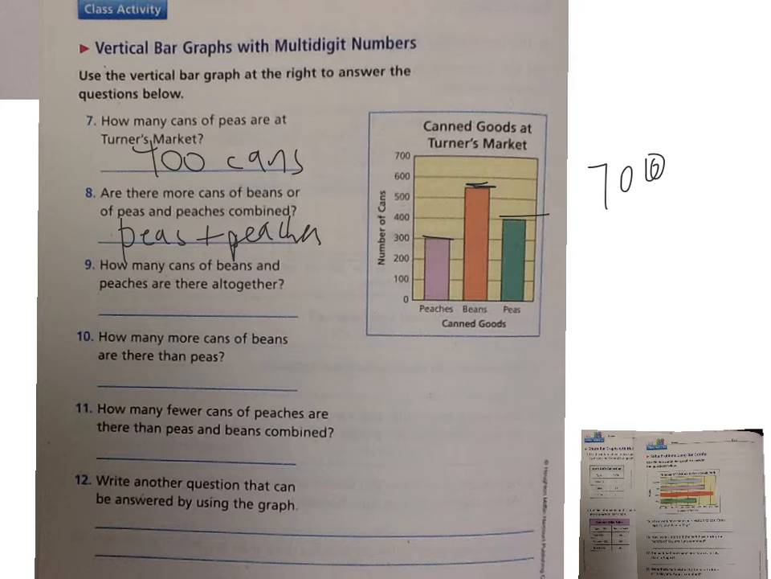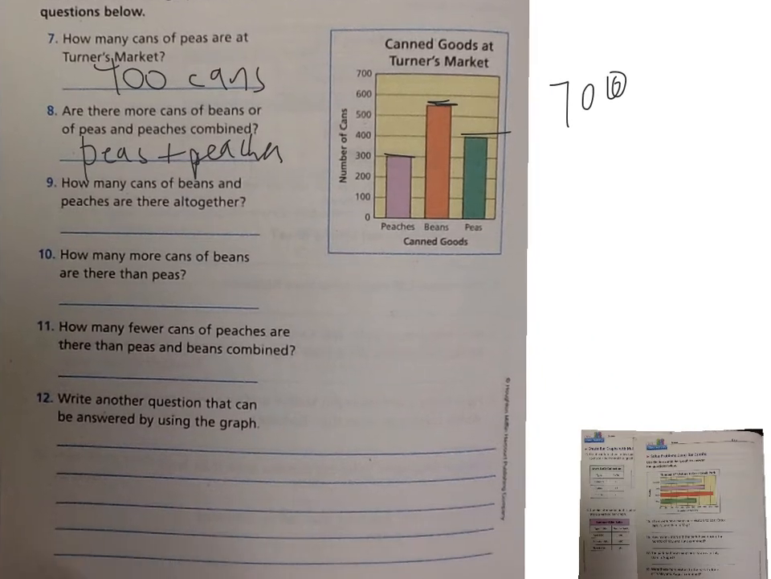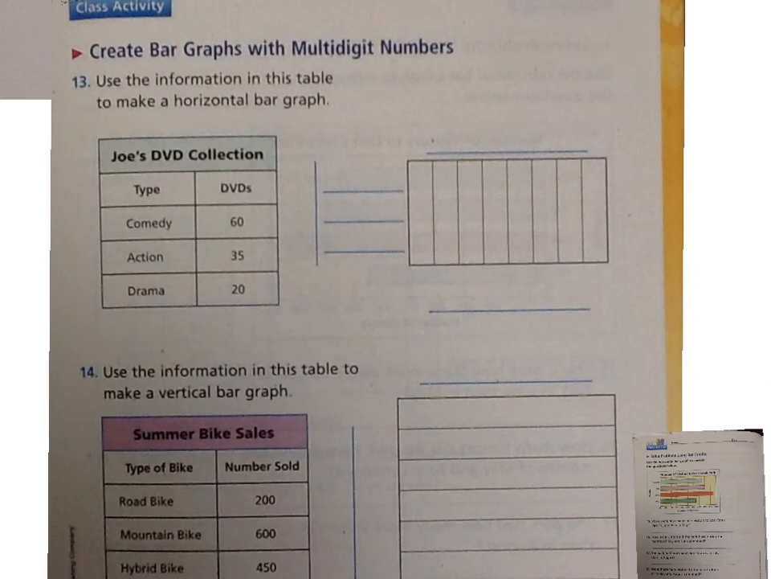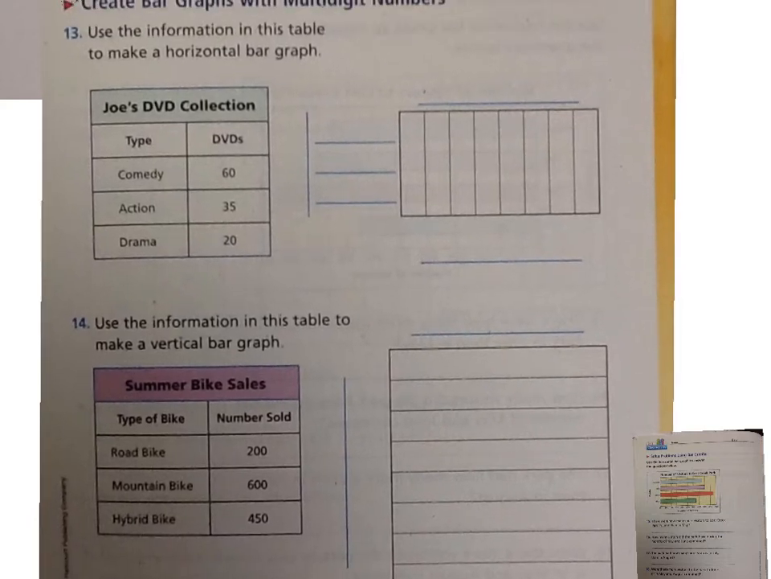I'm going to jump to the next page here because I want you to go back and work on these 4 problems after we're done. Here you're creating your own bar graph. You're going to create a horizontal bar graph on the top part, and then you're going to create a vertical bar graph on the bottom part.